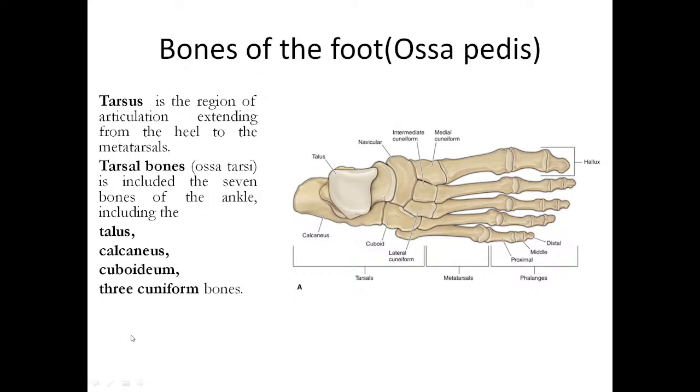These bones form two rows. The proximal row includes talus and calcaneus. The distal row includes the cuboid and the medial, intermediate, and lateral cuneiforms. Between the proximal and distal rows is located the navicular bone.